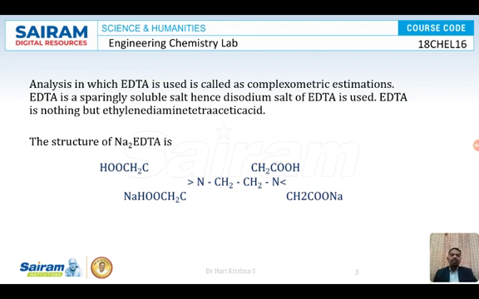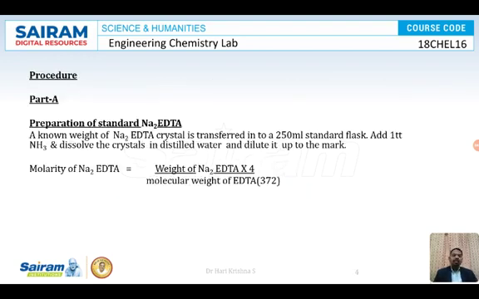So the replaceable part in this entire EDTA reaction is only H. Only H can be replaced; the other things will not react. So two of the hydrogens will be replaced by sodium to give you the disodium salt of EDTA. Any of your volumetric estimations will have two parts.